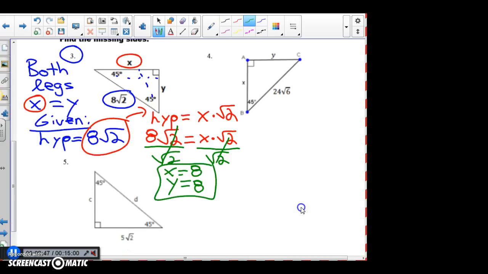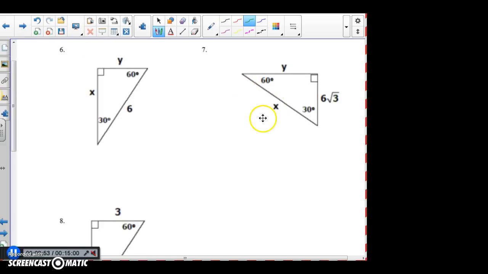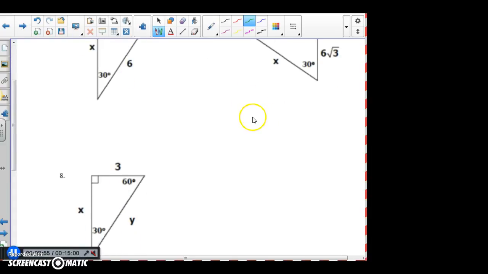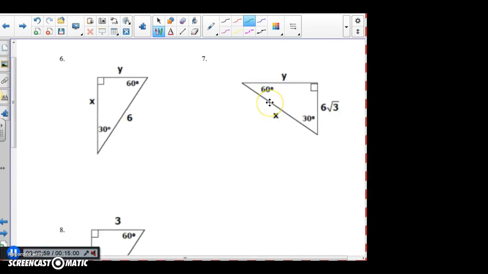Okay, I'm going to do a 30, 60, 90. Let's do number 6. Okay, let's see. What am I looking for? Across from that 30-degree angle, we've established that's my short leg. So I need to look for my short leg. Right now, it's just Y.